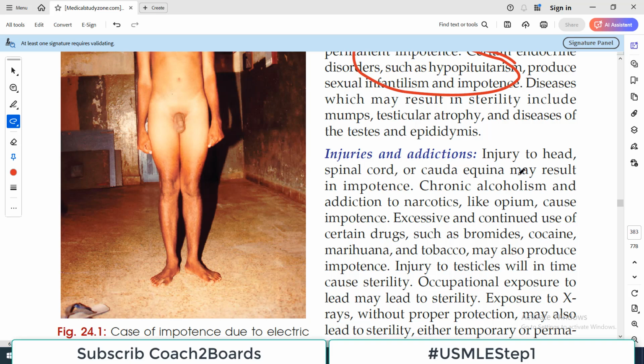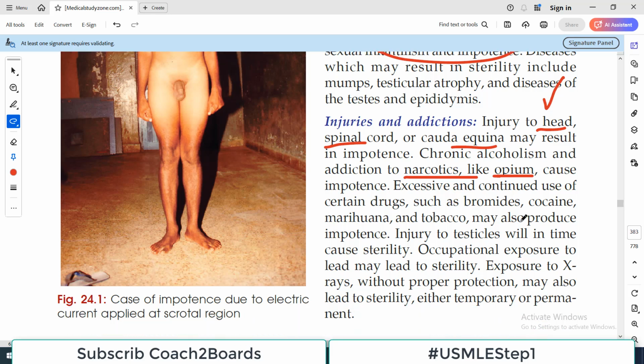Now, injuries and addiction. Injury to the head, for example, spinal cord, cortex. You need a good nervous system to erect and maintain your erectness, right? If somebody is on drugs like narcotics, opium, impotency can result. Excessive and continued use of certain drugs such as bromide, cocaine, marijuana, tobacco are all associated with impotence.